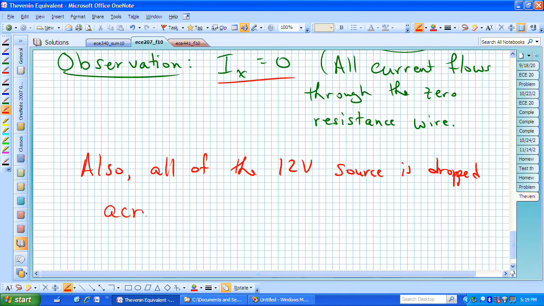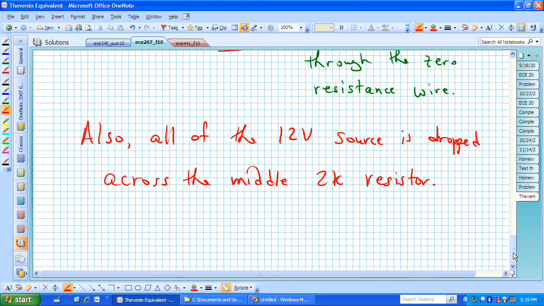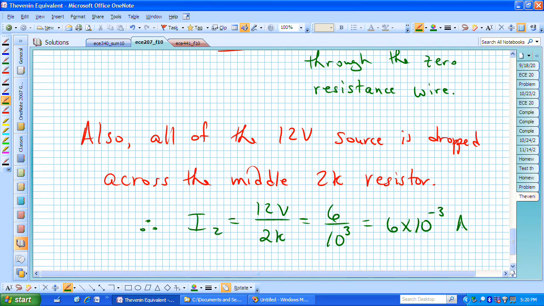And I'll call that the middle 2K resistor. that 12 volt source is dropped across the middle 2K resistor. Because of that, we can say that I sub 2 is just the 12 volt divided by 2K, or that's 6 divided by 1,000, or 6 milliamps.